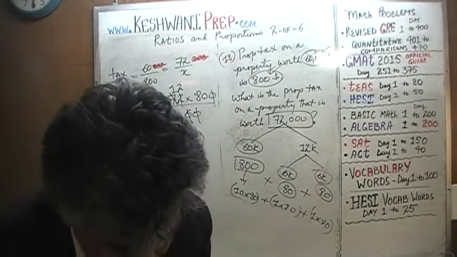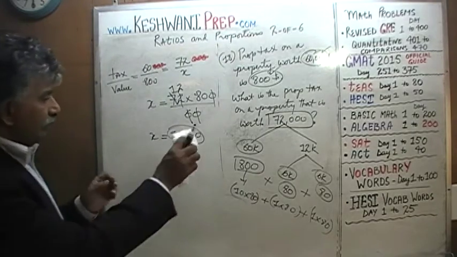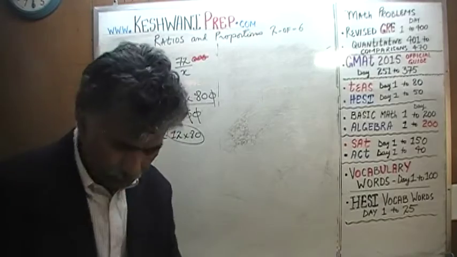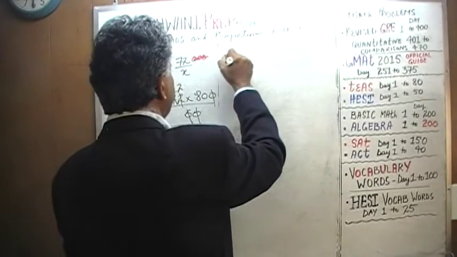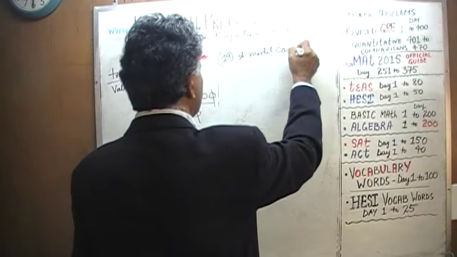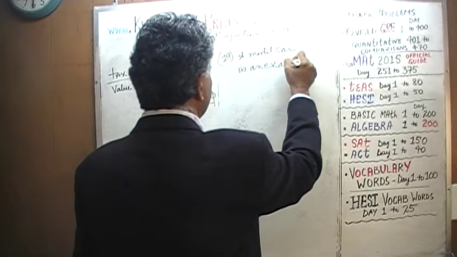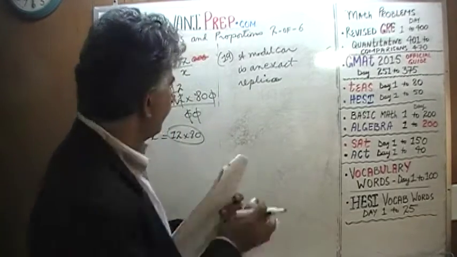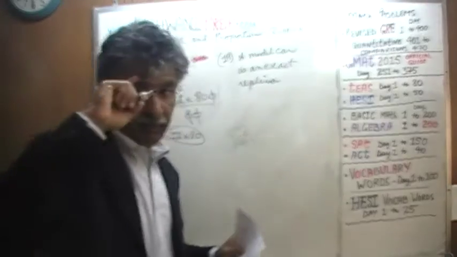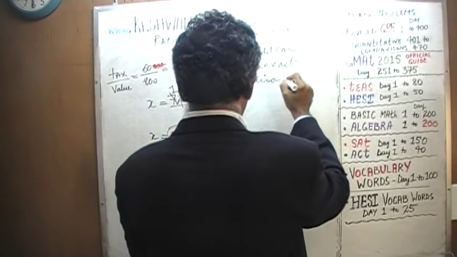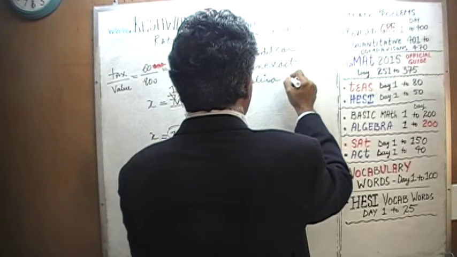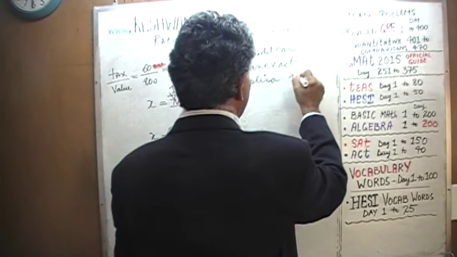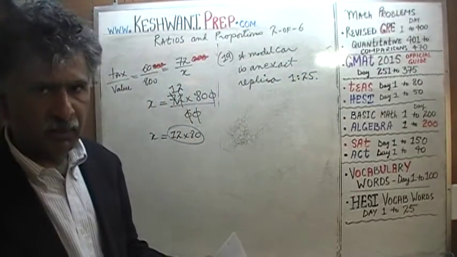Let's do the penultimate problem, the second to the last problem that is given to us. Let's do it here. We are told that our model car, number 19, a model car, we are told, is an exact replica, an exact copy in the ratio of, let's just put down, 1 to 25. I'm not going to write everything. So it's an exact replica in the ratio of 1 to 25.